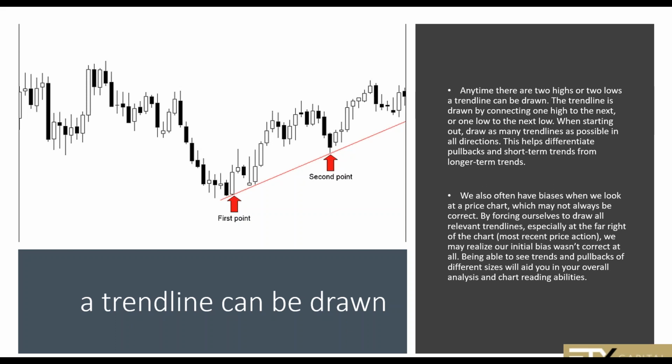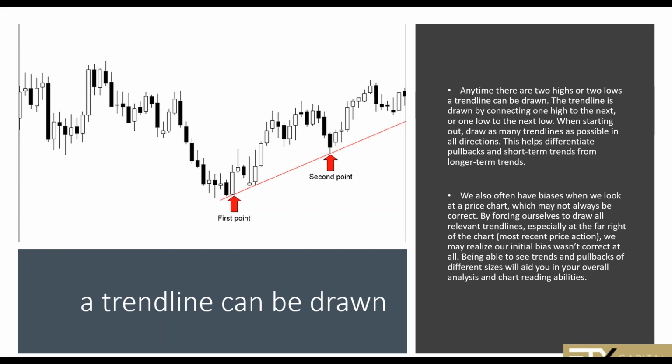When starting out, draw as many trend lines as possible in all directions. This helps differentiate pullbacks and short terms. Now, trend lines can be constantly adjusted because price should not break the trend line. So when price breaks the trend line, now it could be, if you're using all lows, it could be the lows. If you're using all closes, it's when the close breaks the trend line. Okay. We just redraw the trend line.